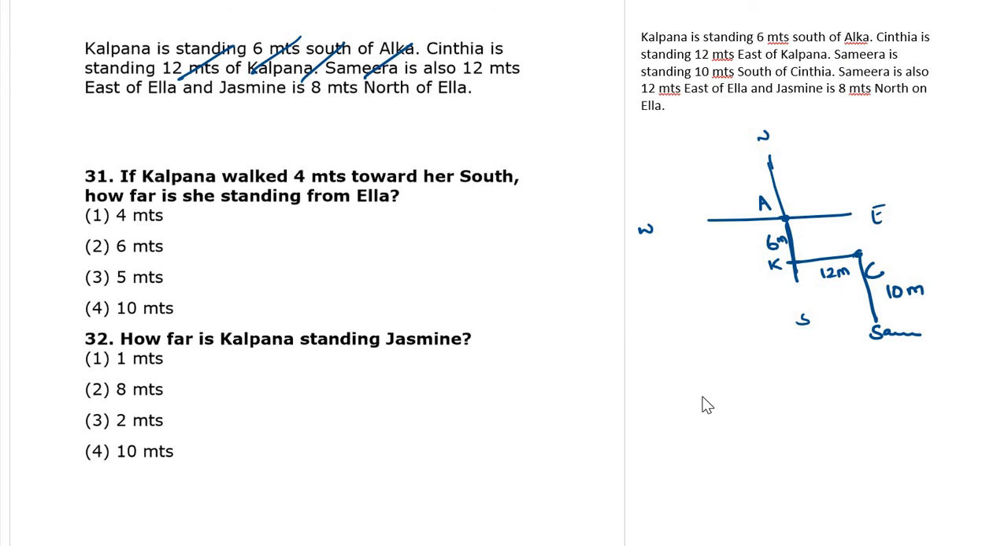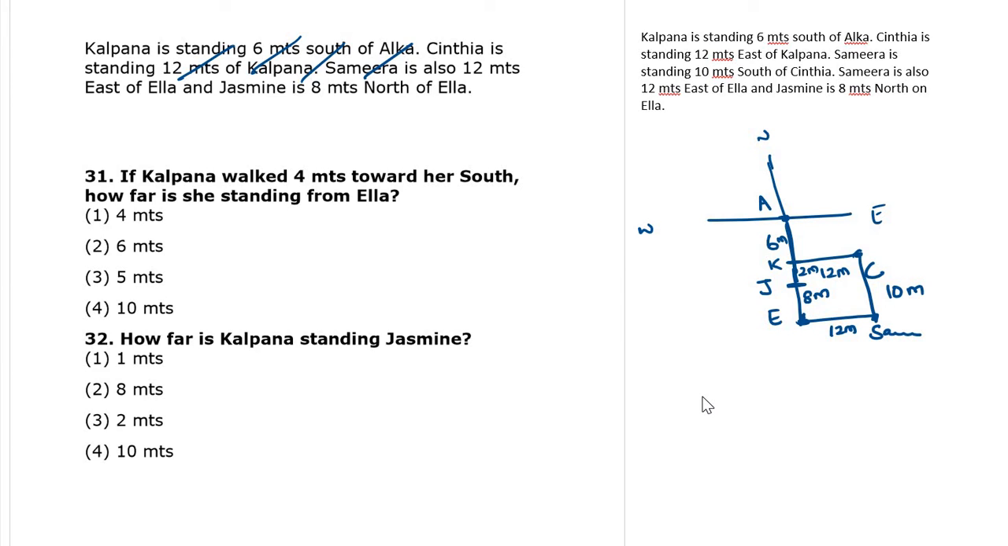Jasmine is 8 meter north of Ila. Okay, east means Samira is also 12 meter east of Ila. Okay, Ila is here. How many meters? So Ila is here, 8 meter north of Ila. Samira is also 12 meter east of Ila, same 12 meter. And then Jasmine is 8 meter north of Ila. Jasmine is here, 8 meter. So this one is 2 meter because total is 10 meter.